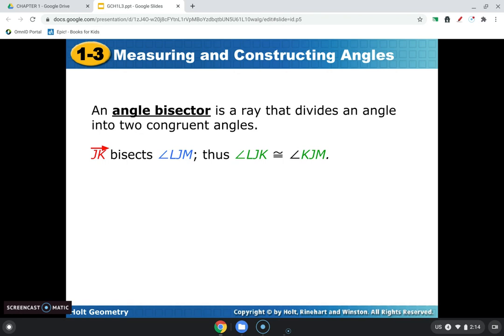Okay. Angle bisector, bisect means, again, cuts in half. So if it says that JK bisects LJM, that means that it bisects the angle. So that means that LJK and KJM are the same. So those two angles would be considered congruent.